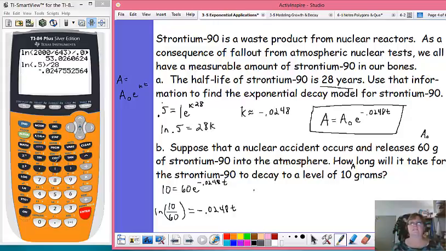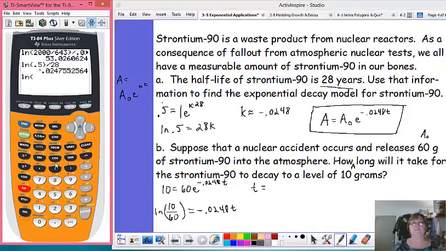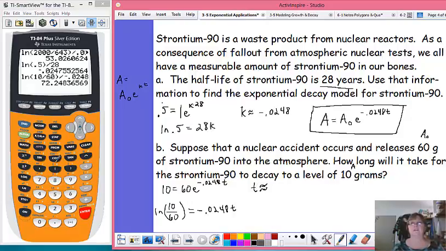So here's our problem. To find the number of years, we need to take the natural log of 10 divided by 60, or 1/6, and that needs to be divided by negative 0.0248, or about 2.5% per year is how much it goes down by. Let's see. Whew, that is a long time, folks. The time required for us to get to 1/6 is around 72.2 years. Okay? I think that deserves a little sad face. We don't want that happening to us.